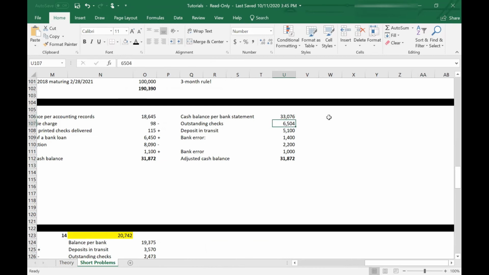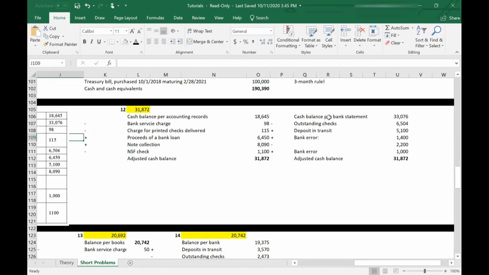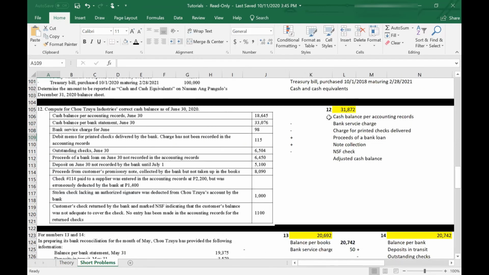And then you have an outstanding check. What's the treatment? You deduct it from your cash balance per bank statement. For deposit in transit, what's the treatment? You add it, 5,100. And then let's analyze the bank error. It says here the check number 114 paid to supplier was entered in the accounting records at 22 but was erroneously deducted by the bank at 14.